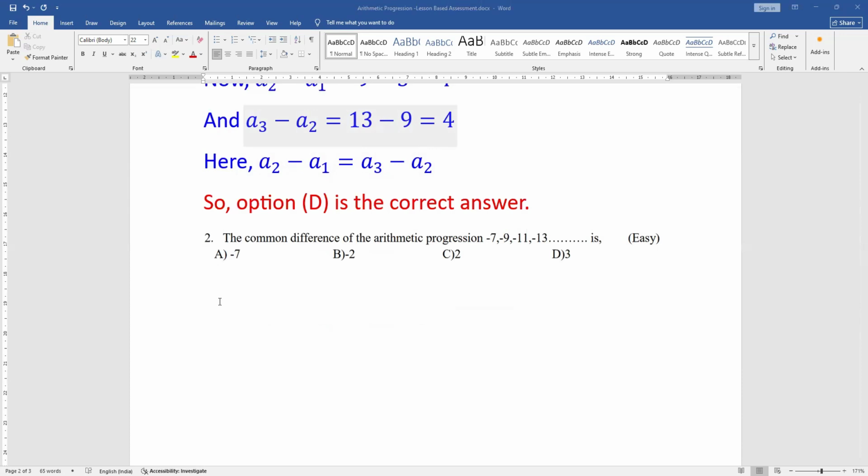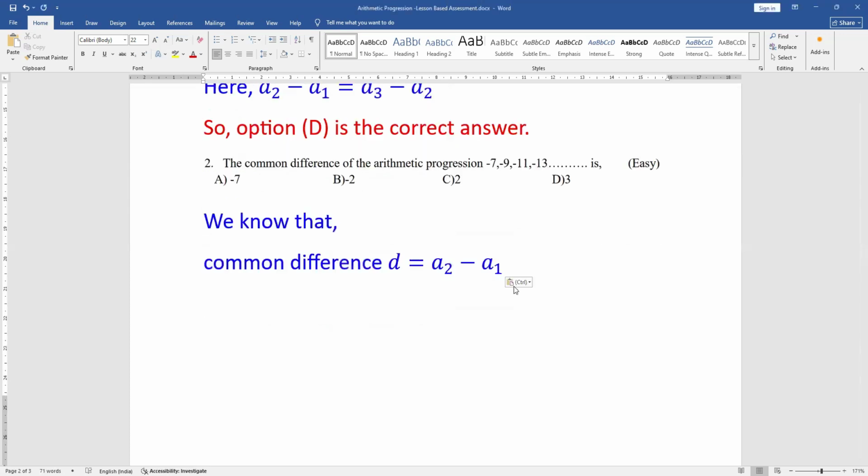Now let me write it. We know that the common difference is equal to d. This is nothing but a2 minus a1. The common difference is the second term minus the first term, and again third term minus second term. Like that we should do.